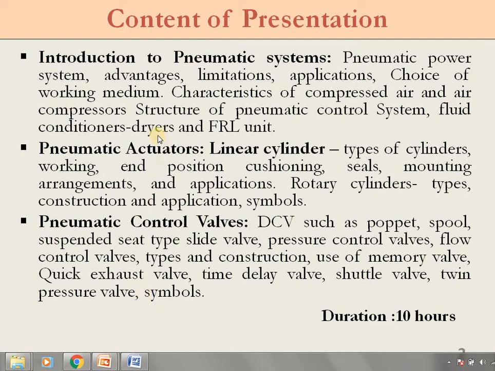So in the previous class you were discussing the pneumatic system. In the previous two video lectures you discussed the basic structure of the pneumatic system and its applications, advantages, disadvantages, and how to choose the working media for the pneumatic system. A very important topic is the characteristics of compressed air, and you have studied how to generate it with the different compressors.